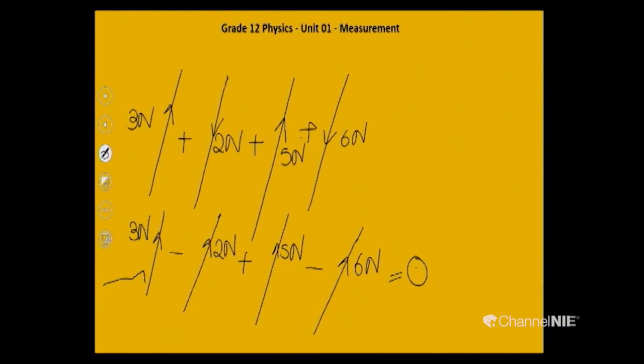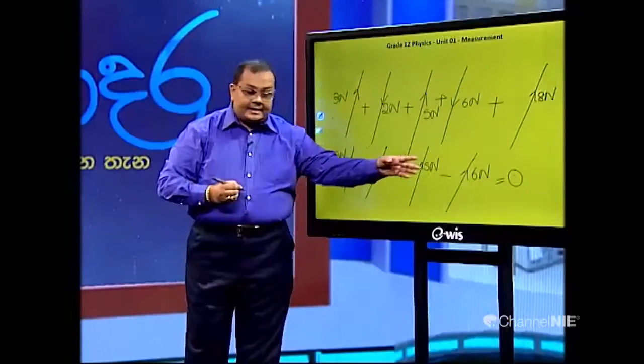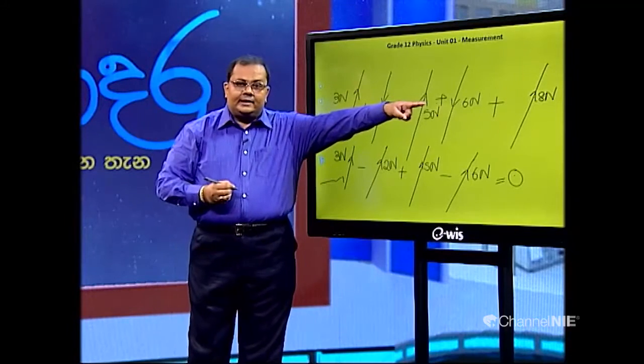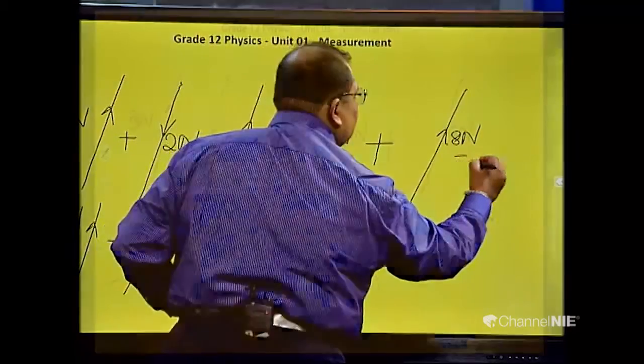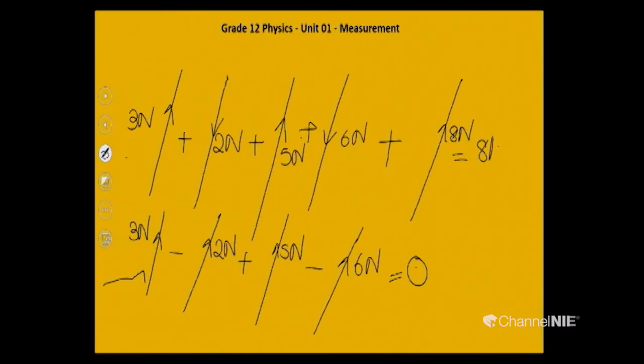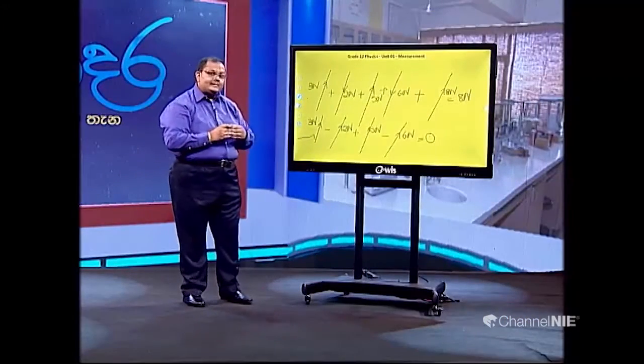Now I am going to add one more vector here, another vector this way, 8 newtons. Then you can see the addition of these vectors was 0, plus that one, the resultant will be 8 newtons. Now it is not equal to 0. Now it will be equal to 8 newtons, right? So parallel vectors can be added directly like this.